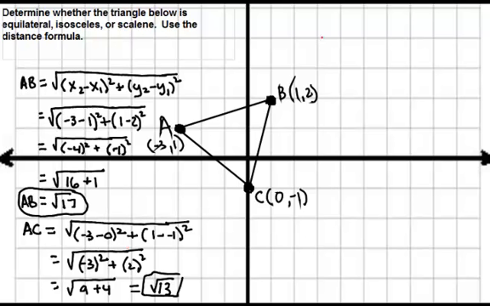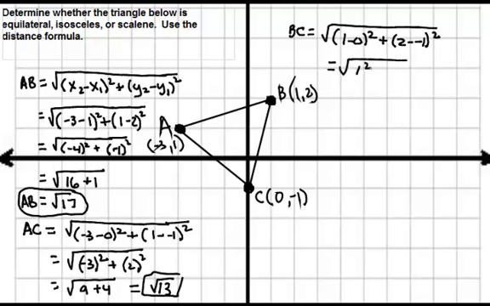I'm going to do the same thing for segment BC. So BC will be 1 minus 0, the quantity squared, plus 2 minus a negative 1, the quantity squared. And when I solve this, I get 1 squared plus 2 minus a negative 1 is 3 squared. So when I solve it again, I get the square root of 1 plus 9, which makes BC the square root of 10.